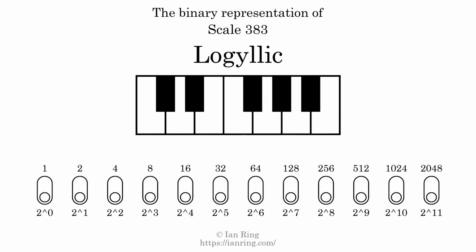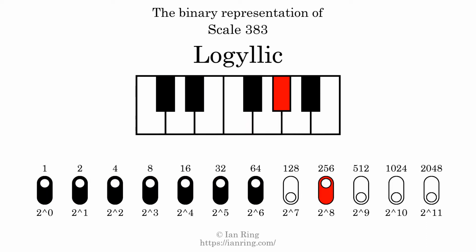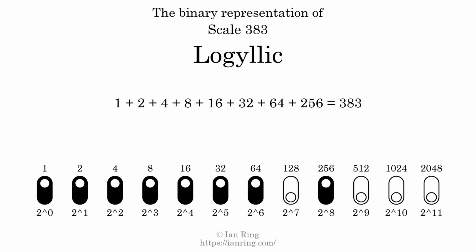The binary representation of this scale is determined by mapping tones of the scale to binary digits. Each binary digit represents a power of 2. To get the scale number, we add the powers of 2 together. The powers of 2 that are present in the scale, all added together, equals 383. That is why the scale number, in decimal, is 383.